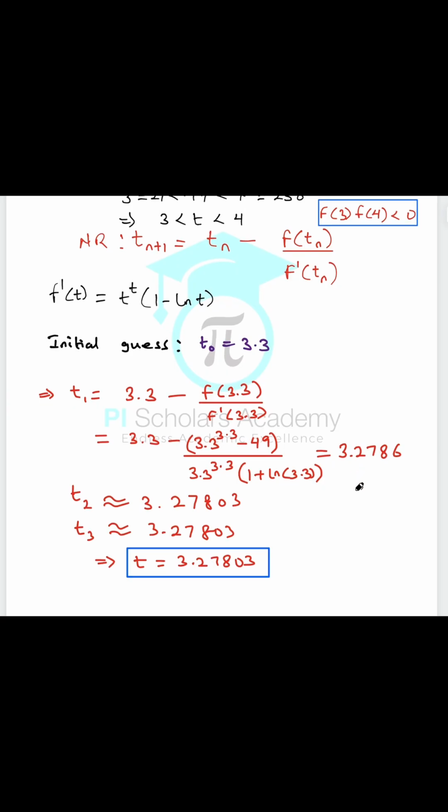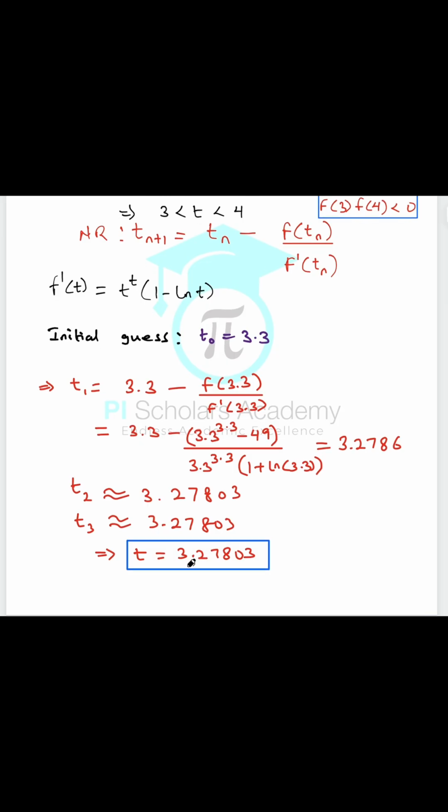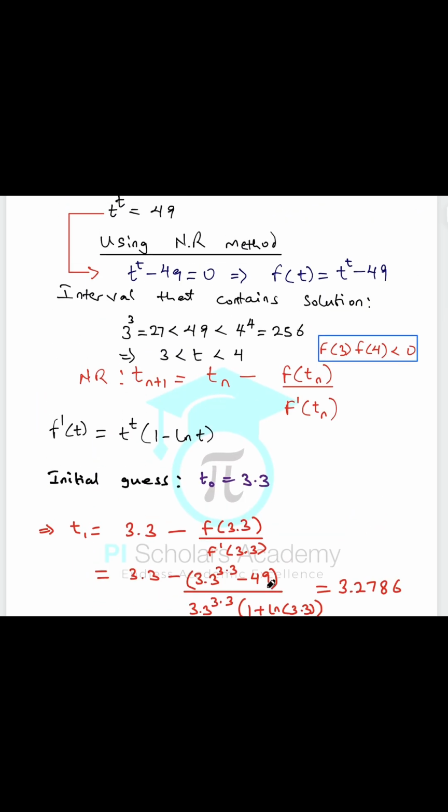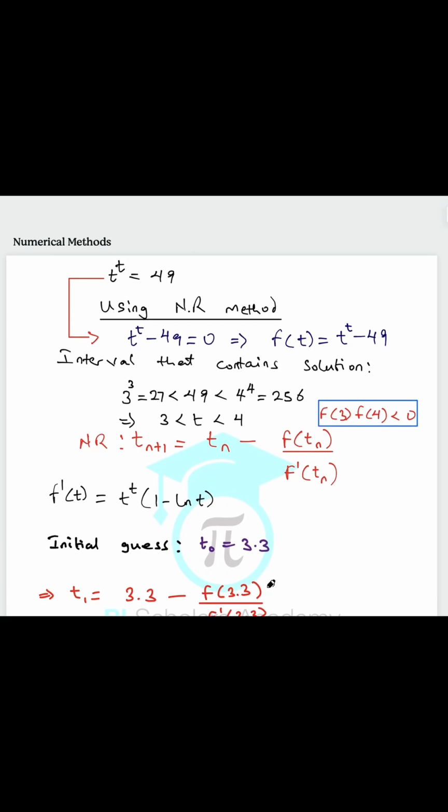And then how do you know where to stop in this Newton's method? If you look at it, T2 and T3 are approximately the same thing. When you begin to have answers that are closely alike, like this, then that's your best approximation. So that implies that the value of T is actually 3.27803. And that's it. That's how you apply the numerical method.